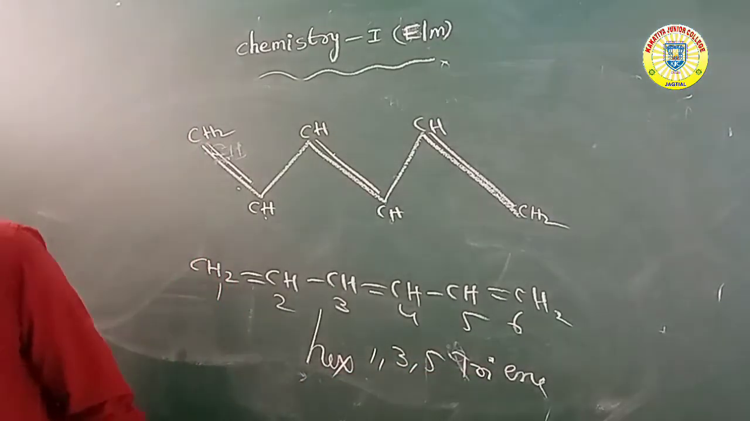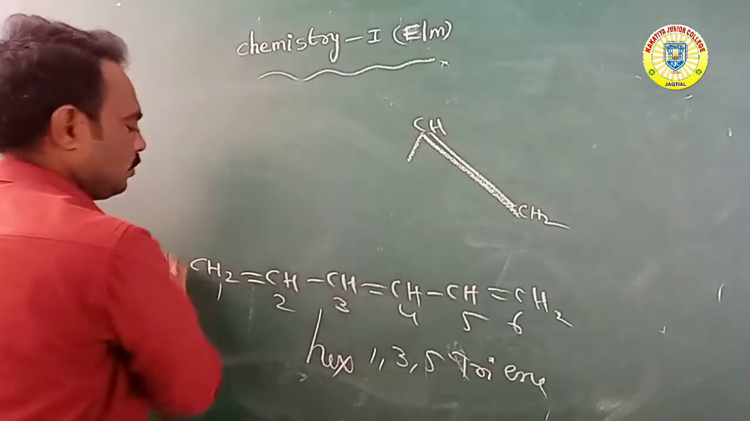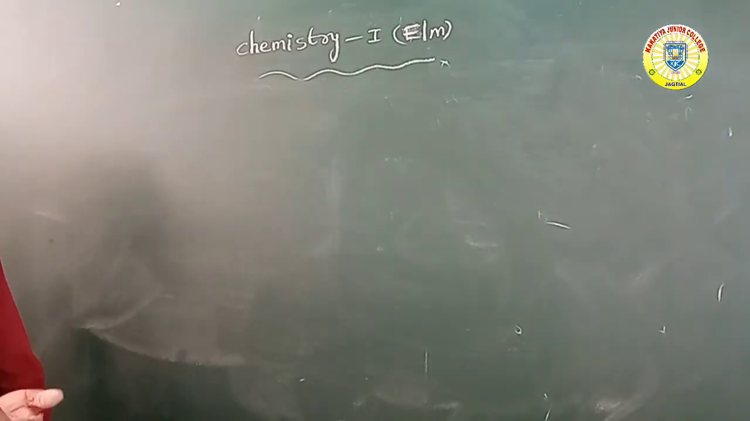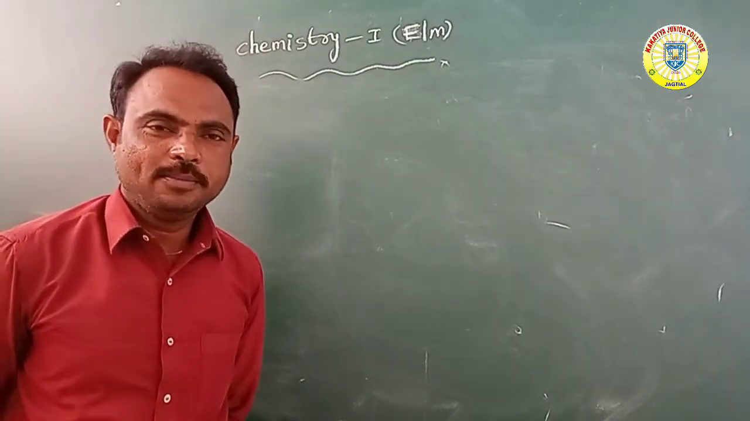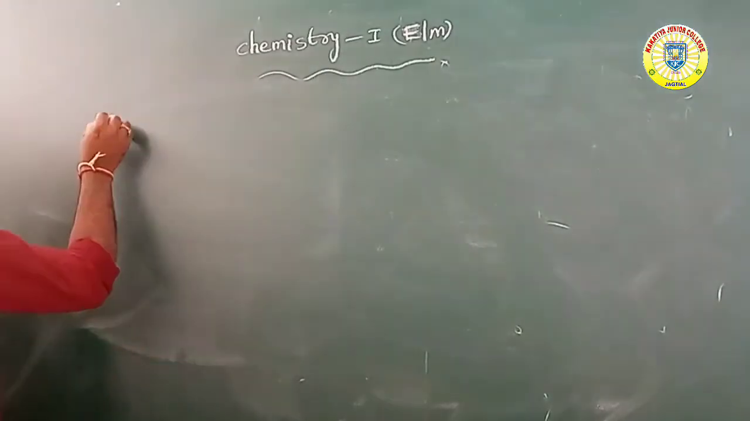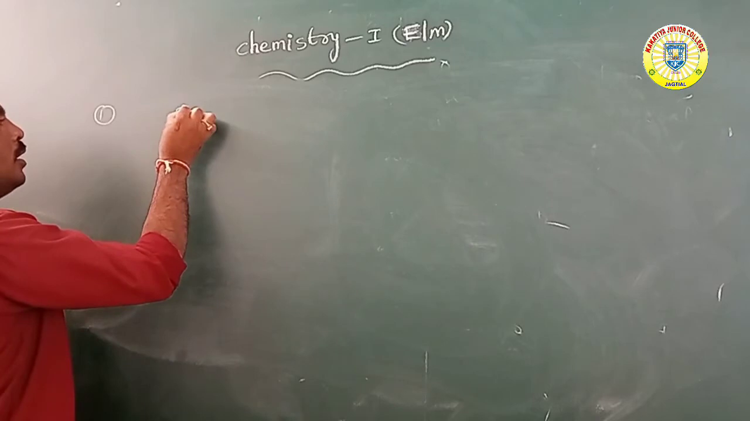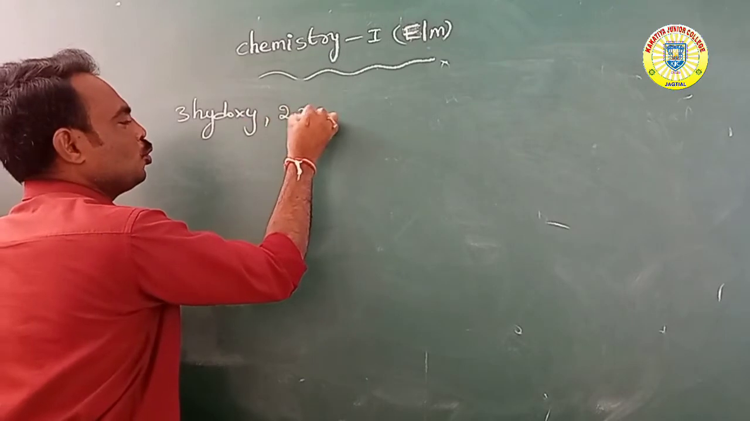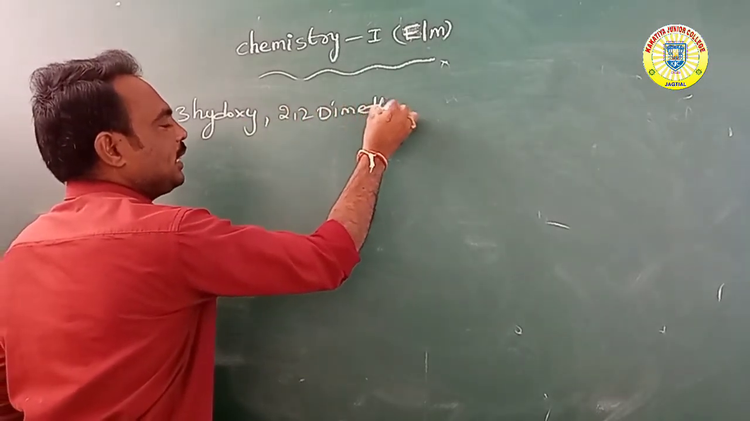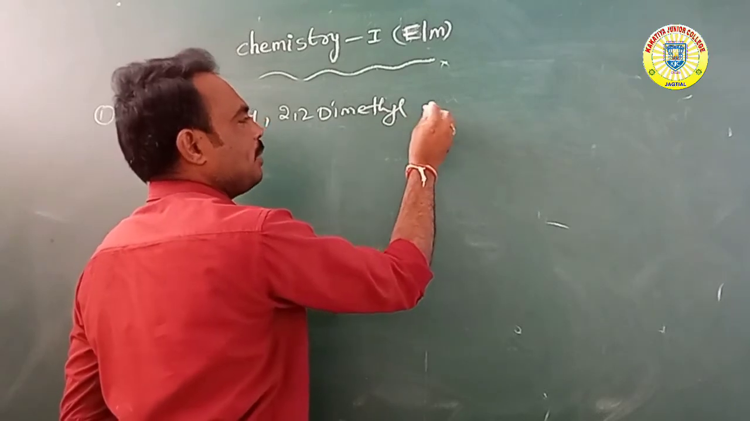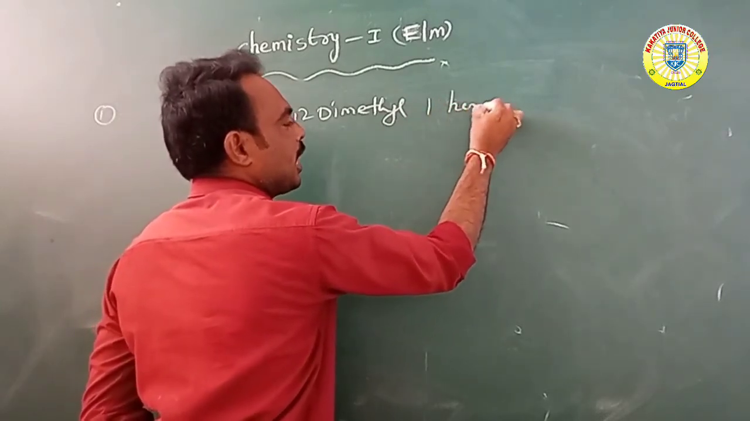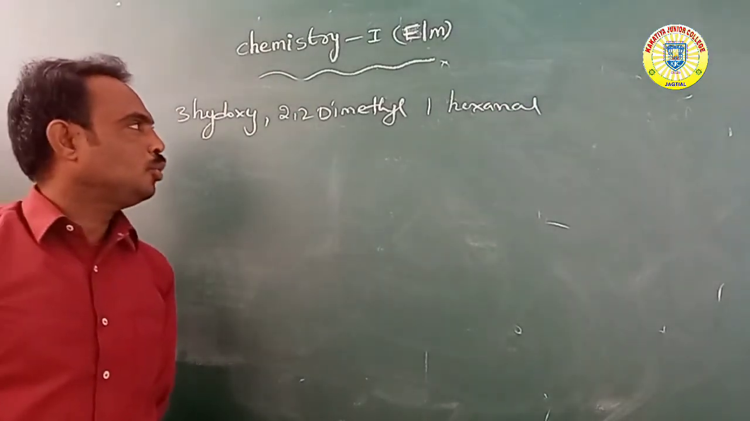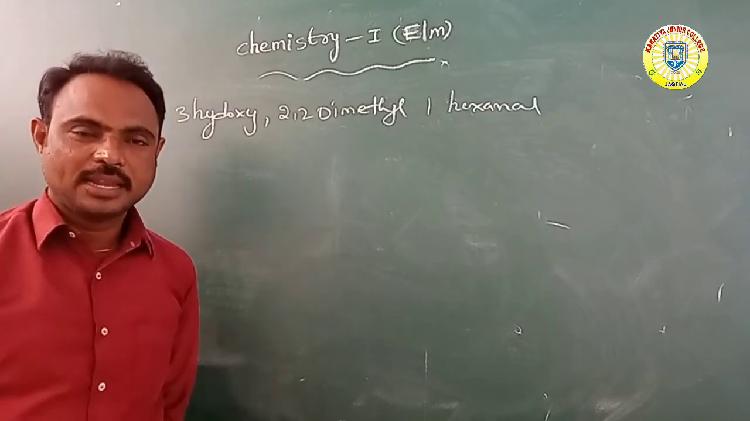Okay, so here is another example. Sometimes they give the IUPAC name, and we write the structure. Suppose, for example, 3-hydroxy-2,2-dimethyl-1-hexanol. So 3 hydroxy, 2,2 dimethyl, 1 hexanol.